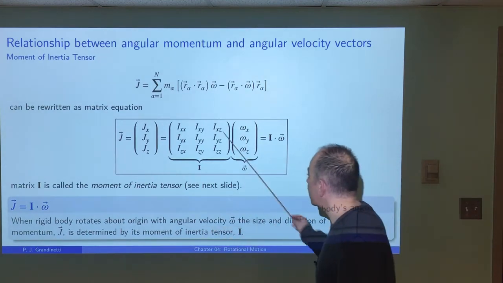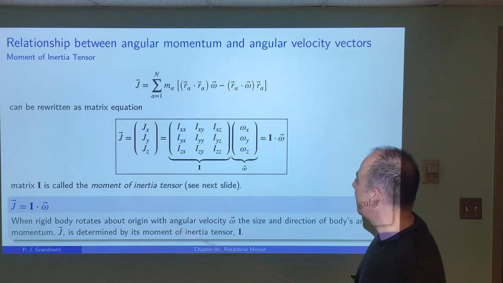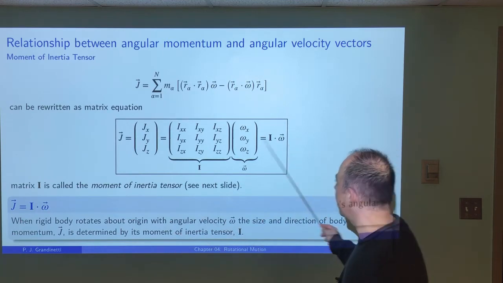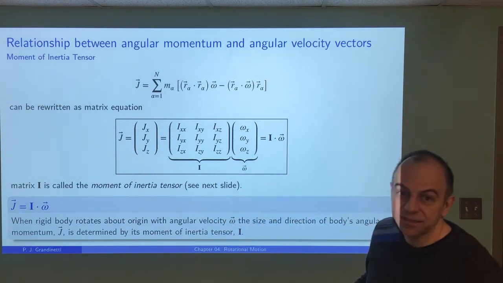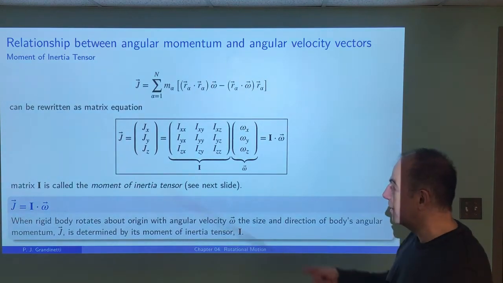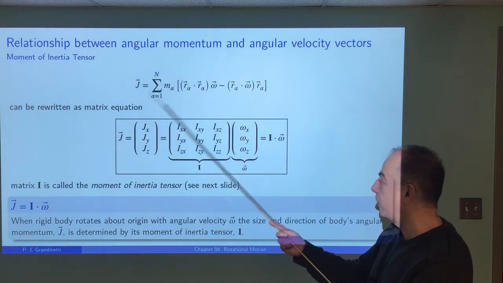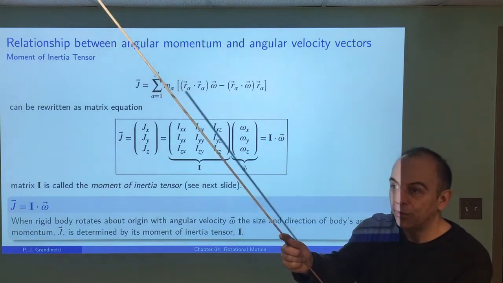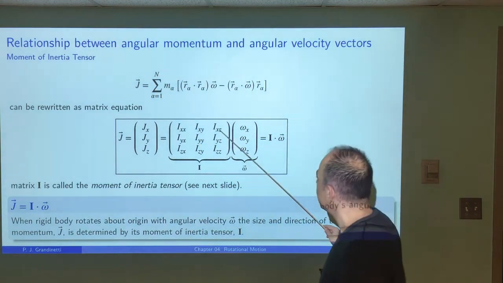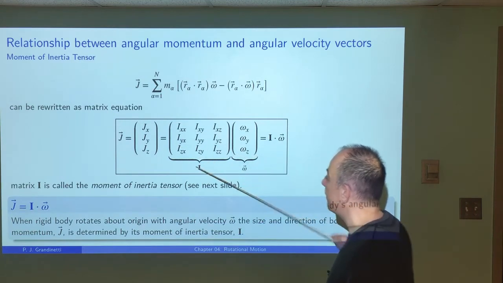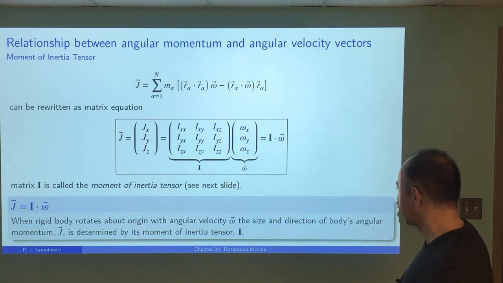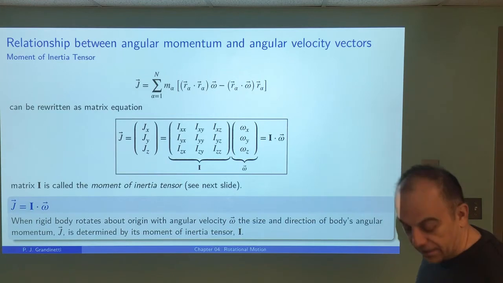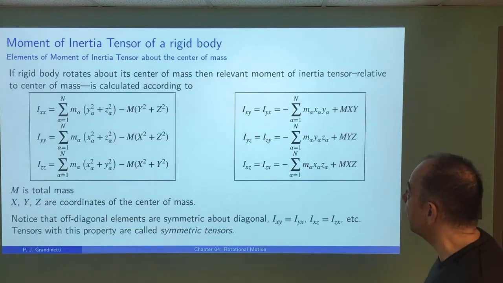But what you know is that because we're doing a matrix multiplication, that means that omega and J are not necessarily aligned with each other. That matrix will then cause, when you multiply times omega, omega may be pointing this direction, J may be pointing in another direction. And that difference between them is determined by this moment of inertia tensor. All right, good. Let's move on.